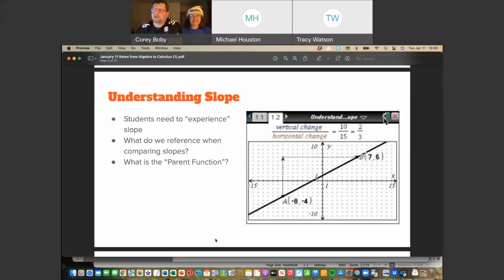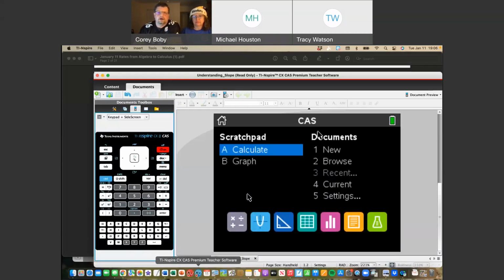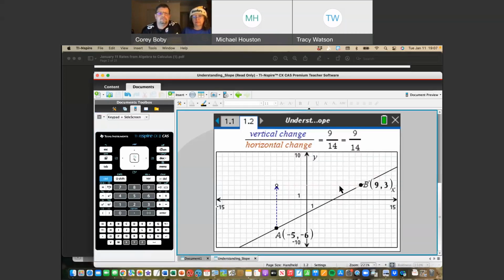So I want to experience slope with my students. I'm not just a calculus teacher, I've taught everything from algebra and geometry all the way through AP calculus. So I want my kids at all levels to understand slope. We have some great documents on Math-Nspire. This is an activity called Understanding Slope from Math-Nspire.